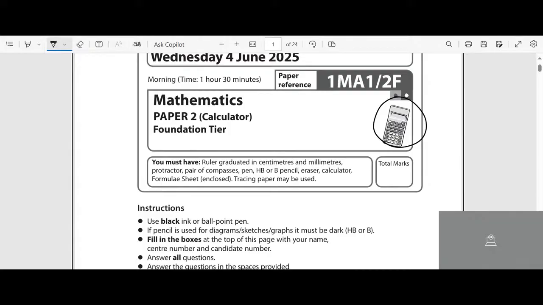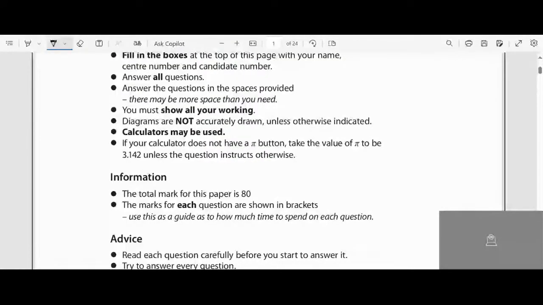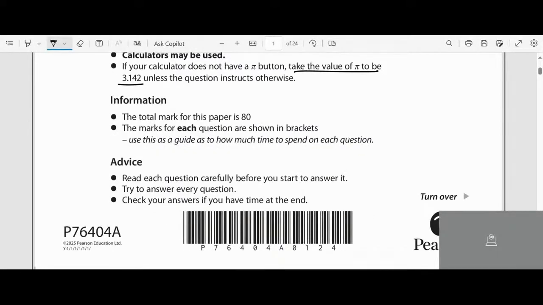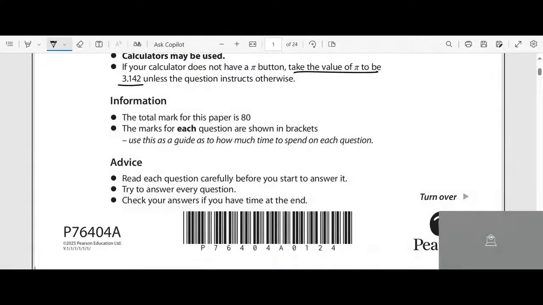So always make sure that your final answer is circled. Now we can look at the next instruction: taking pi. Take the value of pi to be 3.142, as you're supposed to know. Then we'll also be receiving a formula sheet for the paper, and this paper is out of 80.